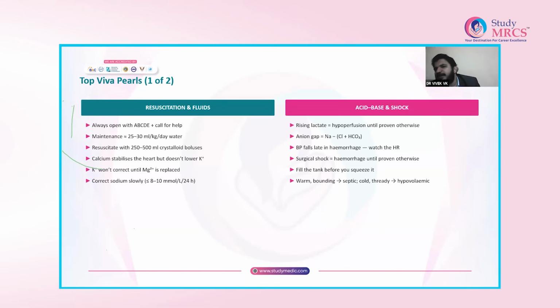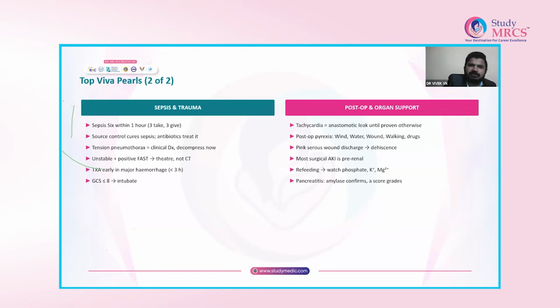Surgical shock: you have to consider it hemorrhagic shock until proven otherwise. Always in hemorrhagic or hypovolemic shock, you have to give the proper fluid or blood first. Only then add vasopressors if the patient is still hypotensive. Based on the extremities, if they are warm and vasodilated, it could be septic shock. If the extremity is cold with a thready pulse, it could be hypovolemic shock. Sepsis 6 bundle: within 1 hour, 3 take, 3 give. Always control the source, and give antibiotics according to local trust policy.